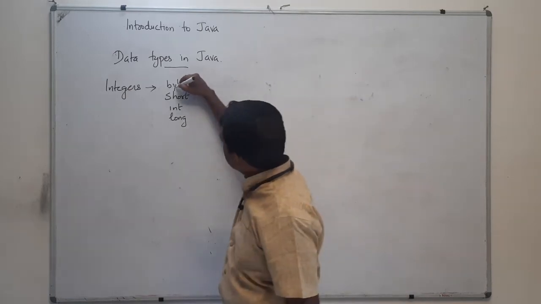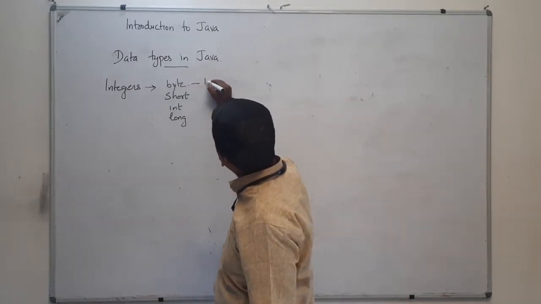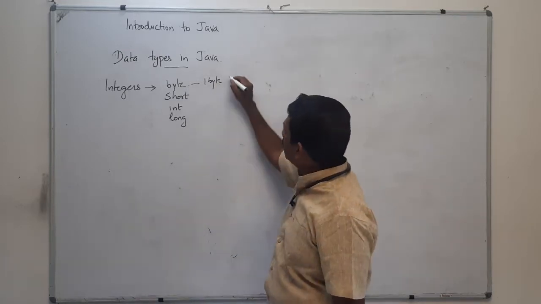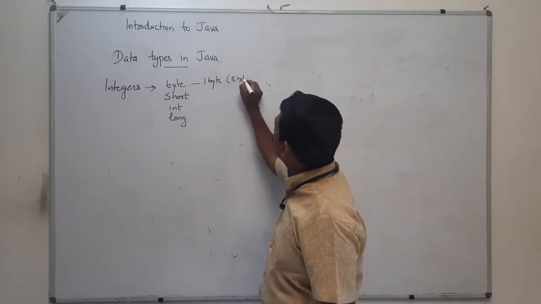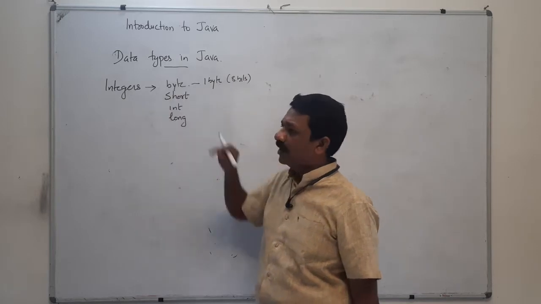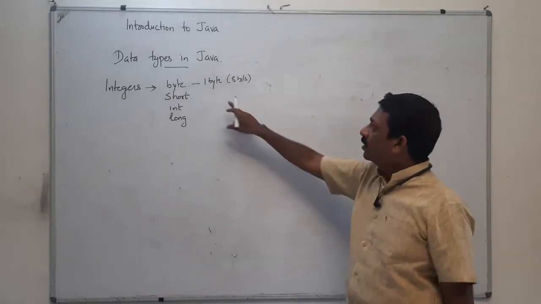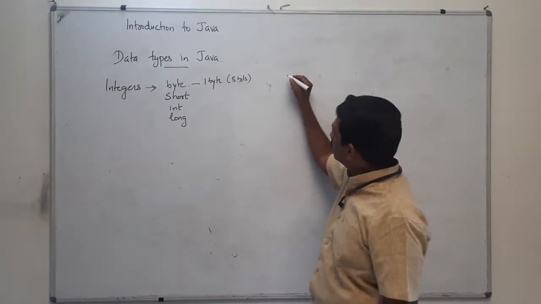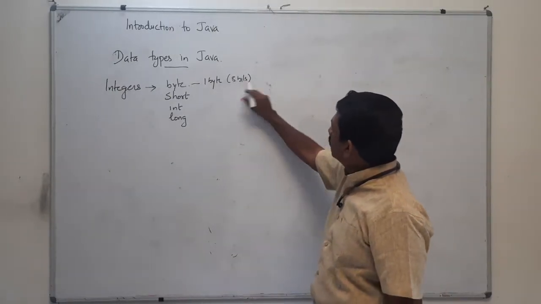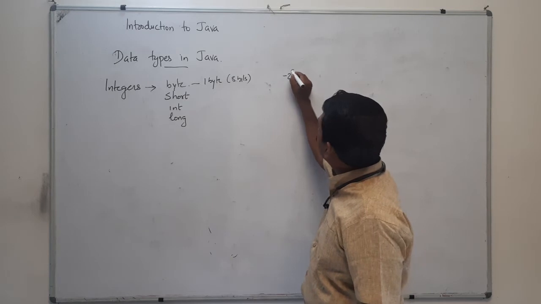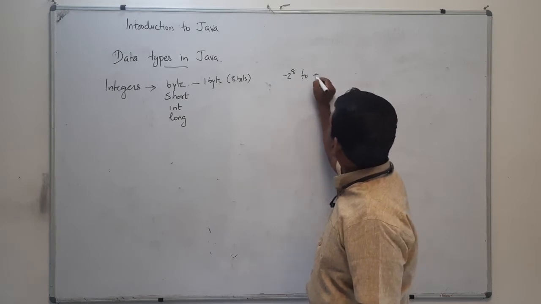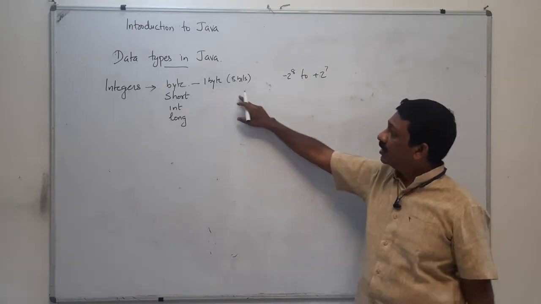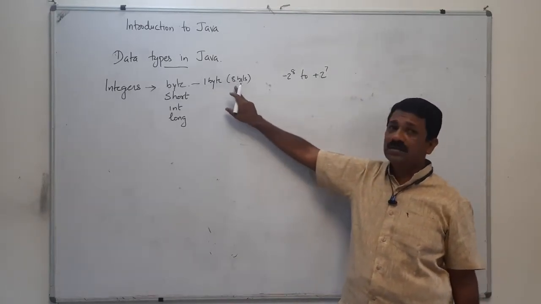For byte, only one byte is reserved. That means 8 bits are there for storing the value of a byte. As you know, using 8 bits, you can represent minus 2 raised to 7 to plus 2 raised to 7 minus 1. This is the range of values you can store in these 8 bits.